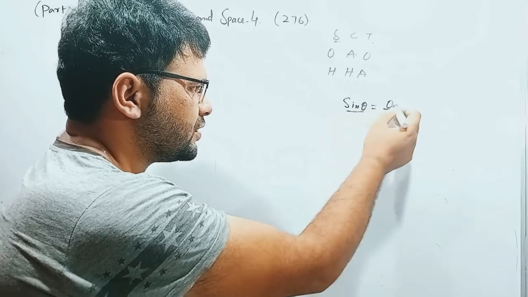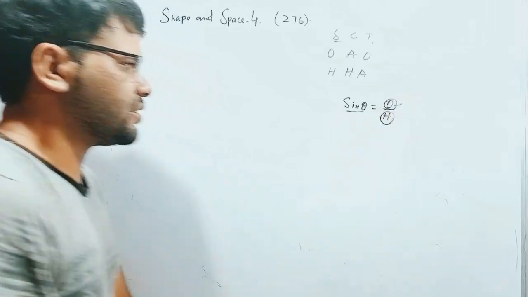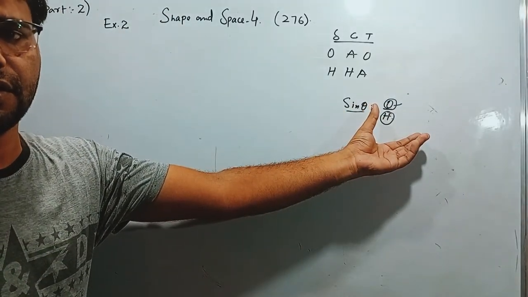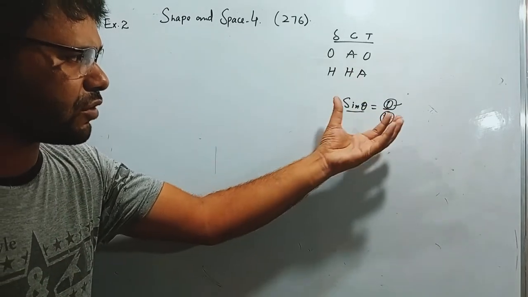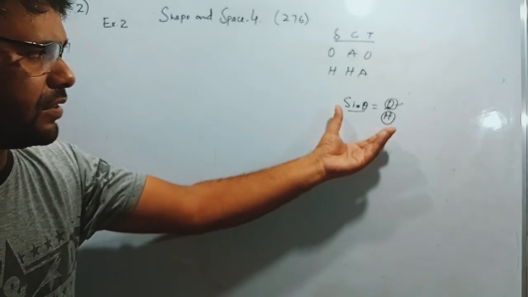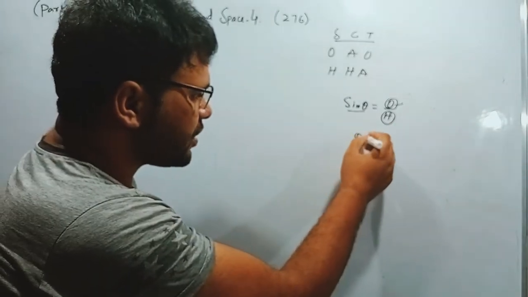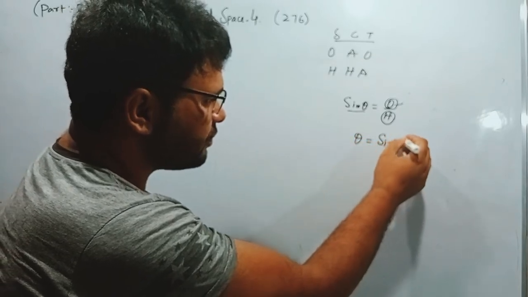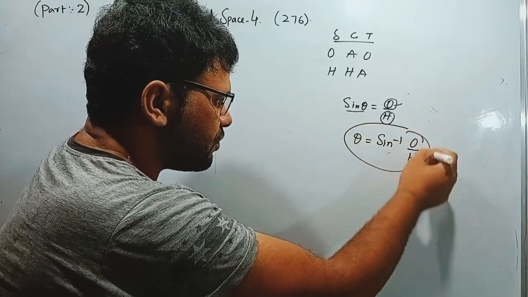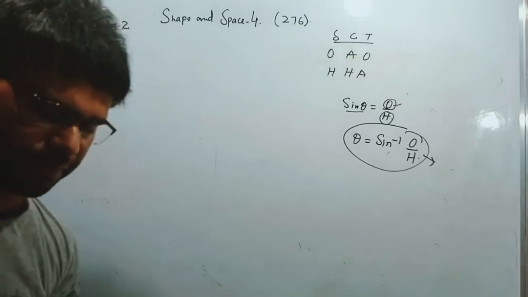One is this, second one is this, and third one is this. How many? Three variables. If we know two values out of the three, we can find the third easily. For example, I have to find theta. Then what should I do? I will write theta is equal to sine inverse opposite by hypotenuse. This inverse we will use when calculating the angles of a right angle triangle.